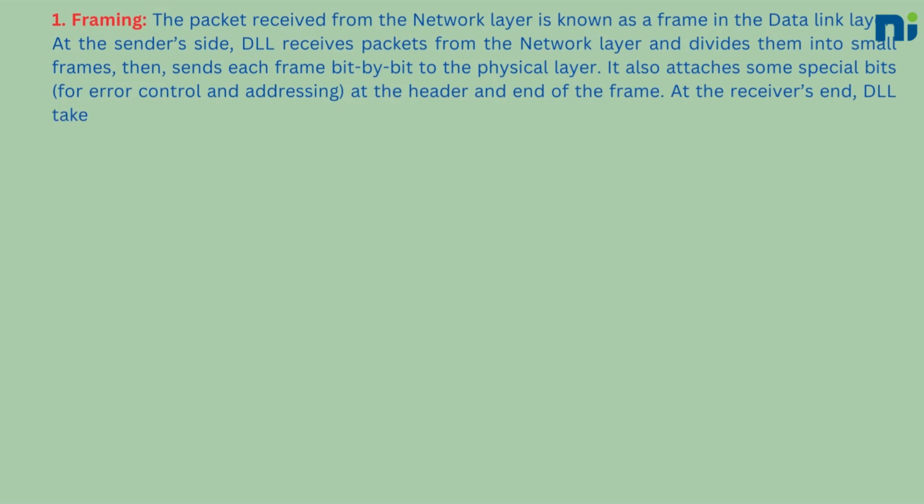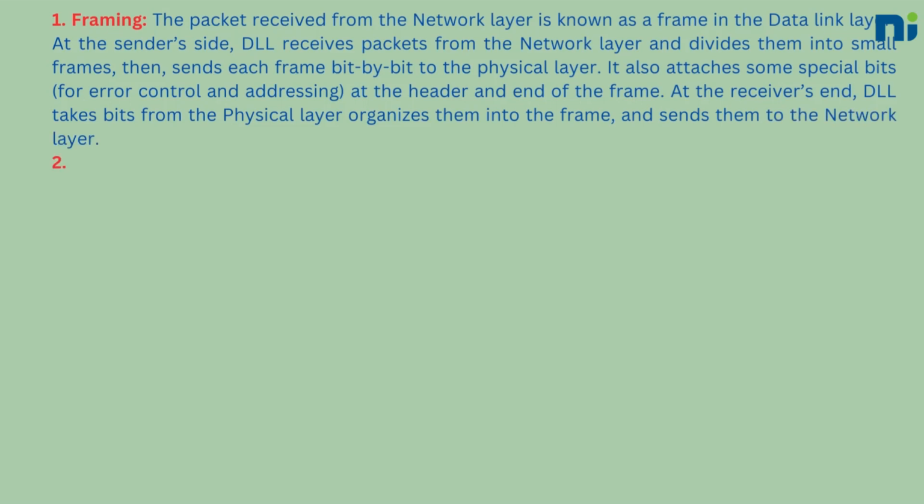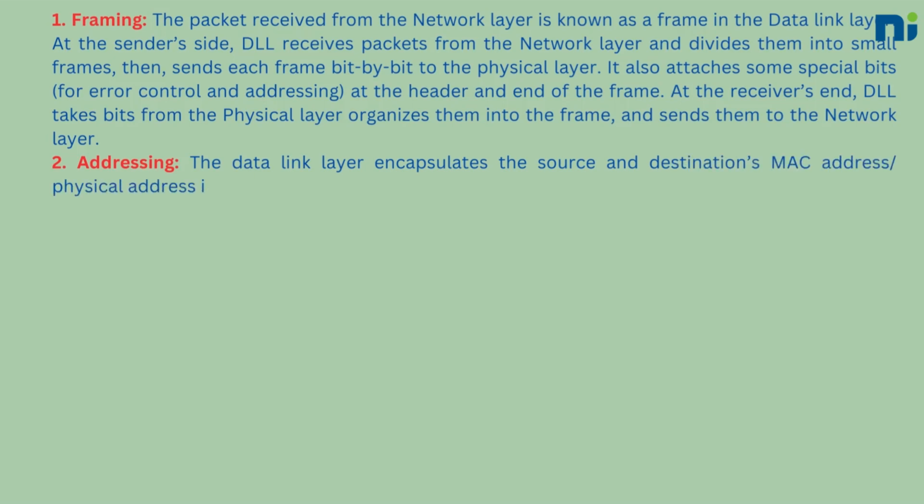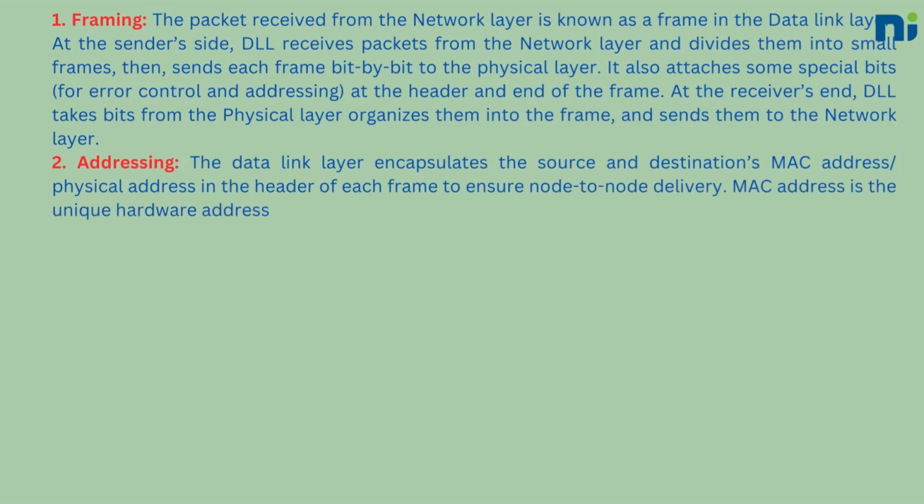At the receiver's end, DLL takes bits from the physical layer, organizes them into the frame, and sends them to the network layer. 2. Addressing. The data link layer encapsulates the source and destination's MAC address/physical address in the header of each frame to ensure node-to-node delivery. MAC address is the unique hardware address that is assigned to the device while manufacturing.